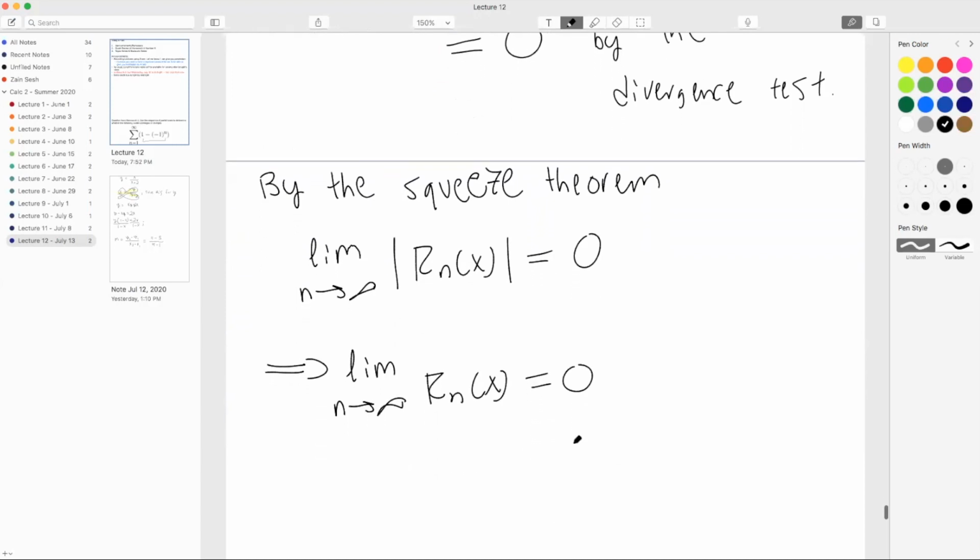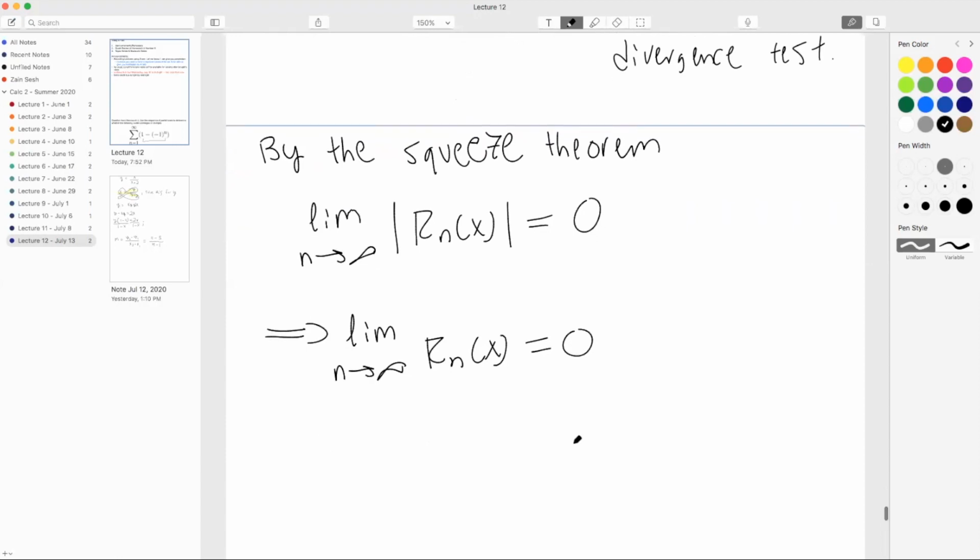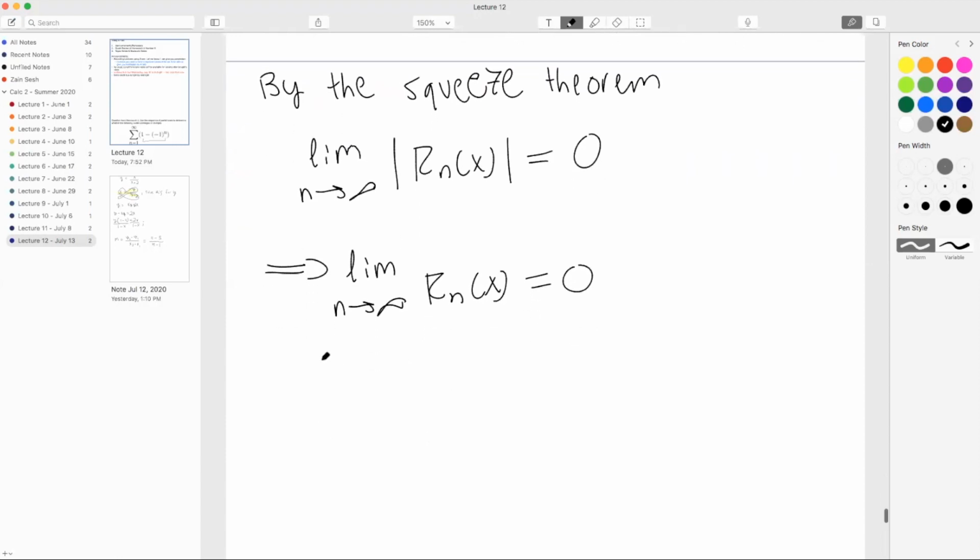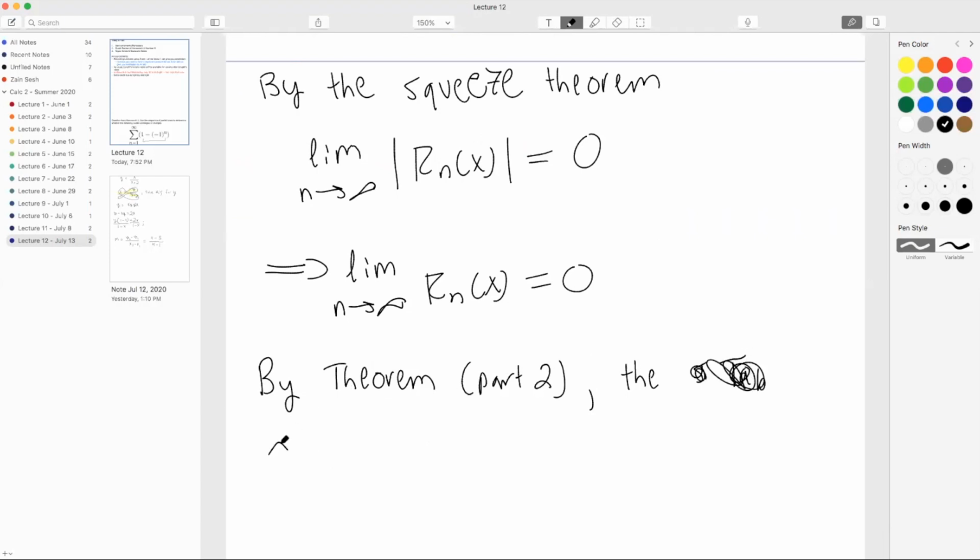Okay, so we're done. So by theorem part 2, the Taylor series converges to sine of x. All right, so everything is converging to what we want it to.